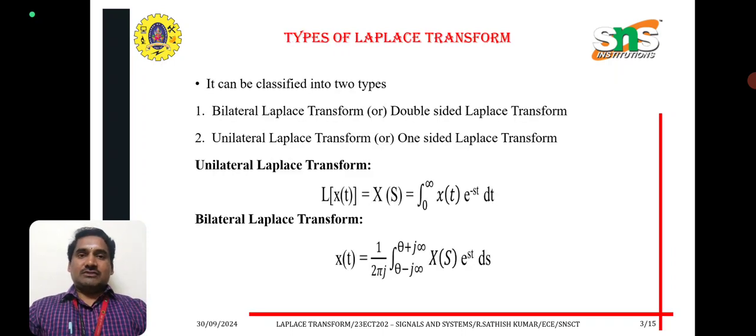Types of Laplace transform. It can be classified into two types: bilateral Laplace transform and unilateral Laplace transform. Bilateral Laplace transform is also called double-sided Laplace transform. Unilateral Laplace transform is also called one-sided Laplace transform.